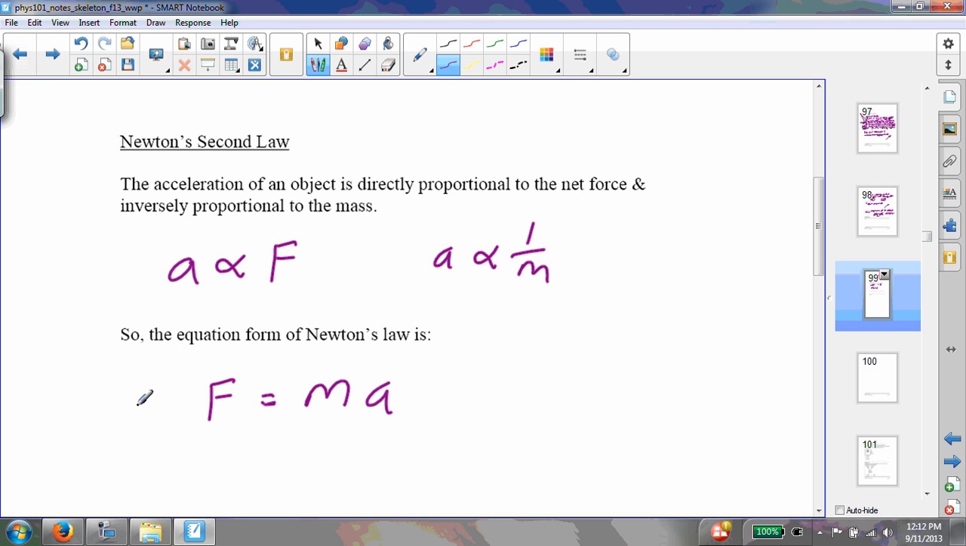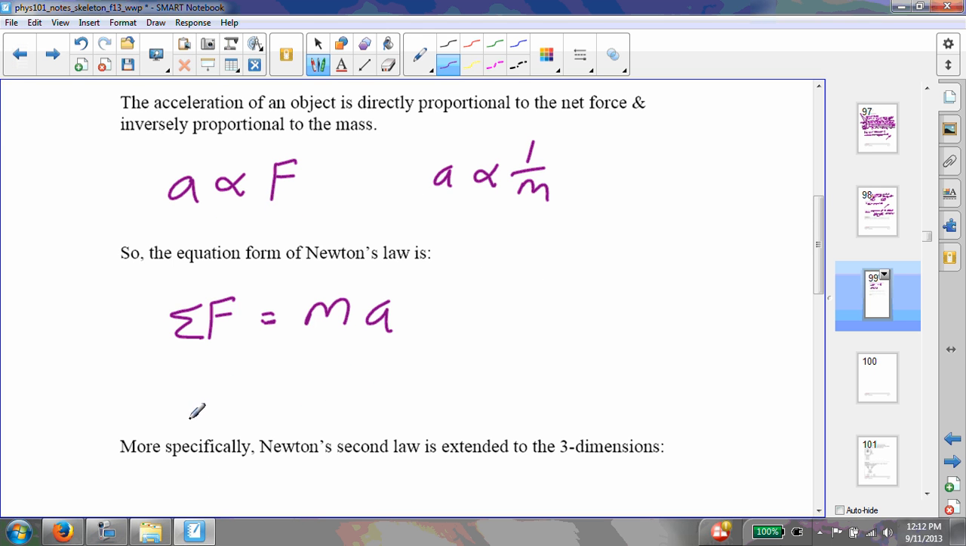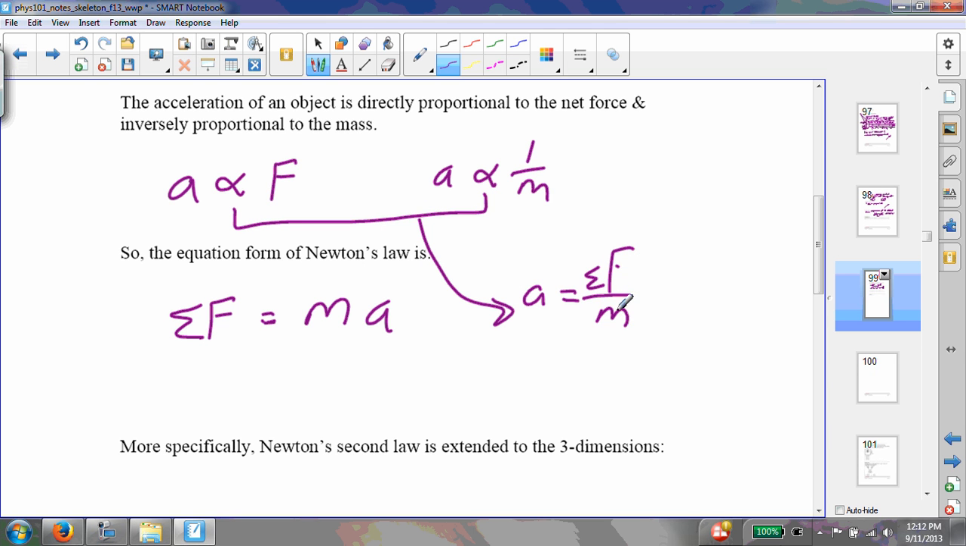Now, this is actually going to be the net force, or the sum of all the forces. We've talked about that. Or you could also write it, taking these two relationships, as a equals the sum of all the forces over m. We'll write it in this way. I get my pen back here. There we go. That F equals ma.